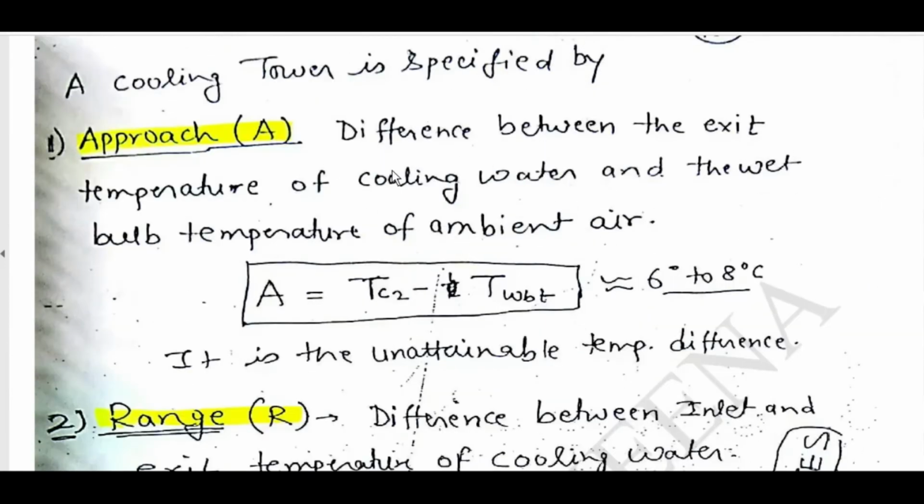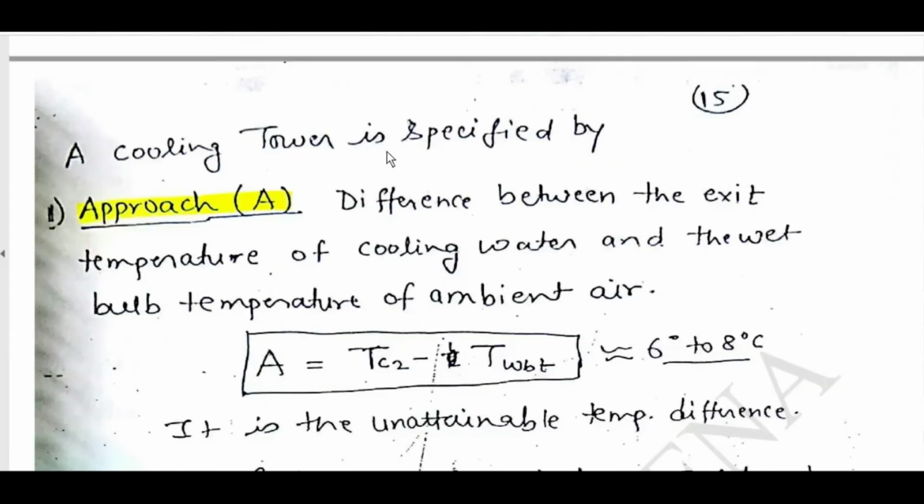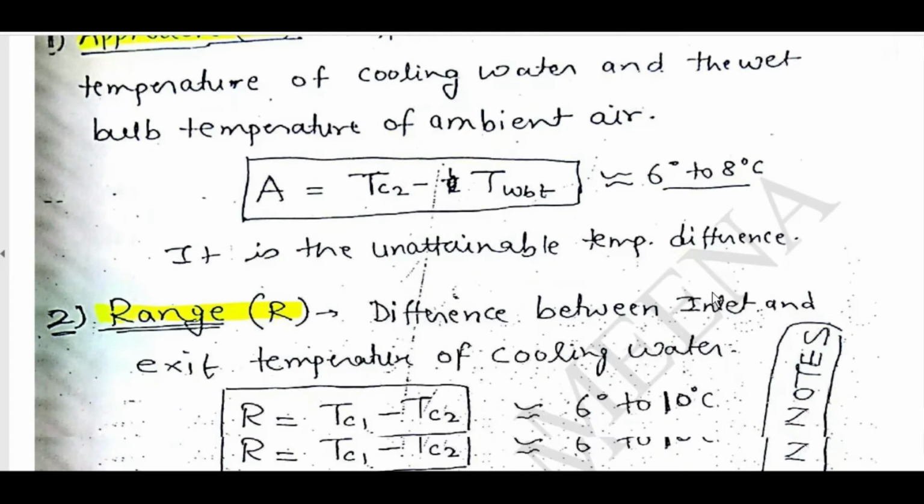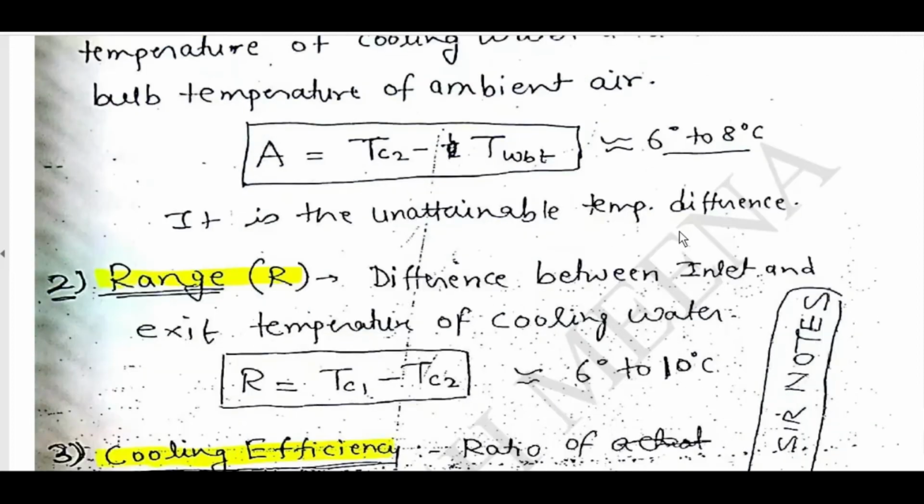A cooling tower is specified by approach A, the difference between exit temperature of cooling tower and wet bulb temperature of ambient air. A is equal to Tc2 minus Twb2, which is 6 to 8 degrees. It is unattainable temperature difference.